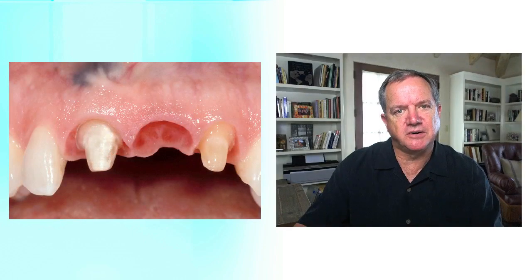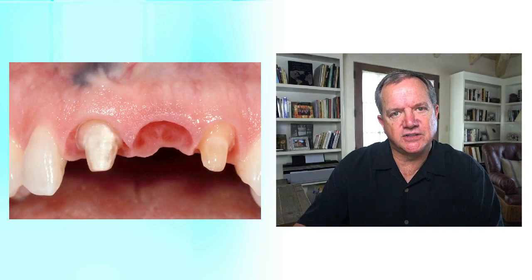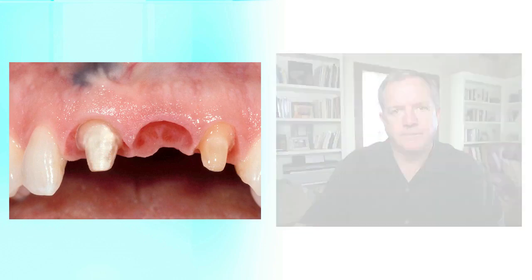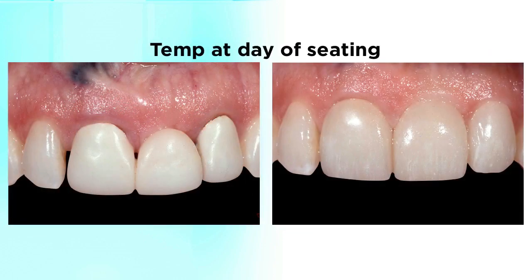So this is what the ovate pontic site looked like after the temporary had been in for about a month. But what I really want you to look at is the form of the temporary. We want to try and put back the natural form, the natural facial surface. So when you compare the natural form of the lateral incisor on the right, we should see a similar form to our lateral incisor on the left.